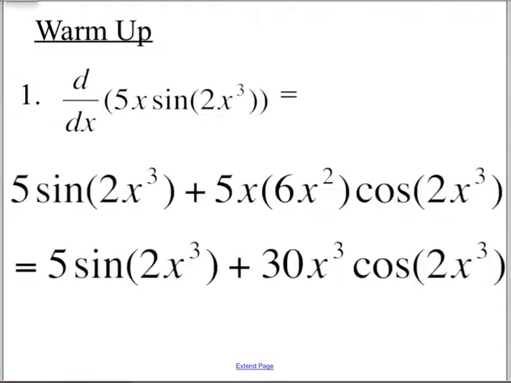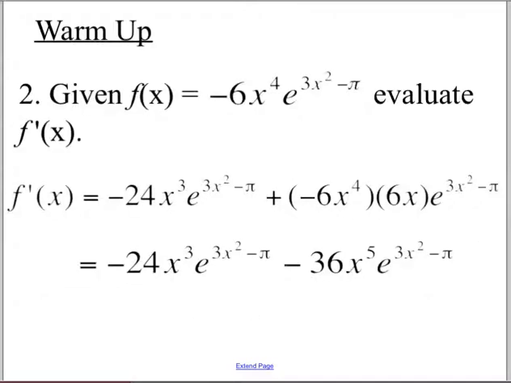So number one, you were asked to derive 5x times sine of 2x cubed. So here we have the product rule, and then we also have the chain rule to worry about. So 2d1 plus 1d2. So 5 sine of 2x cubed plus 5x times 6x squared, that's the derivative of the inside, times cosine of 2x cubed. If I were to simplify this, just combine my 5x, 6x squared, I get 30x cubed for that combined part.